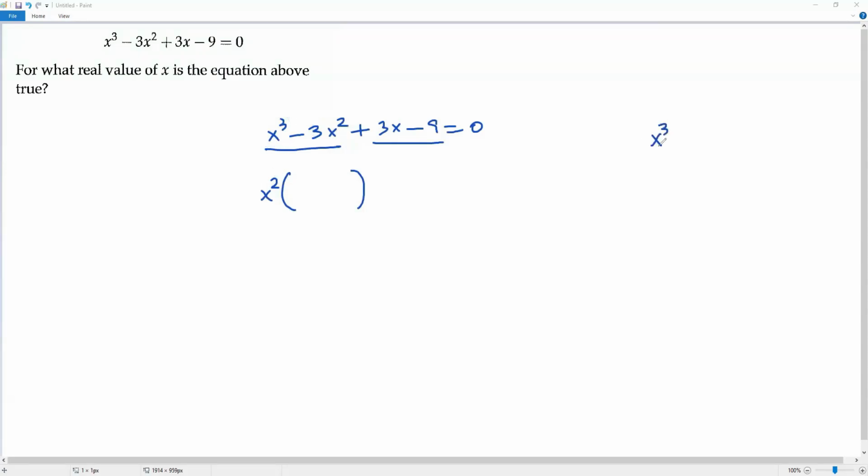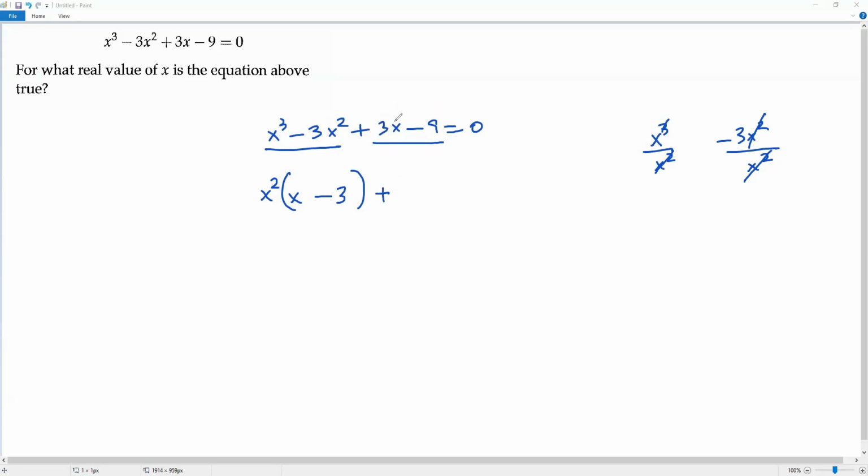When I divide x to the third power by x squared, the x squared will cancel, and we have only x left in the first term. Now I divide the second term, negative 3x squared, by x squared. The x squared cancels out, and I have negative 3 left in the second term. The same thing we have to do for the second group.